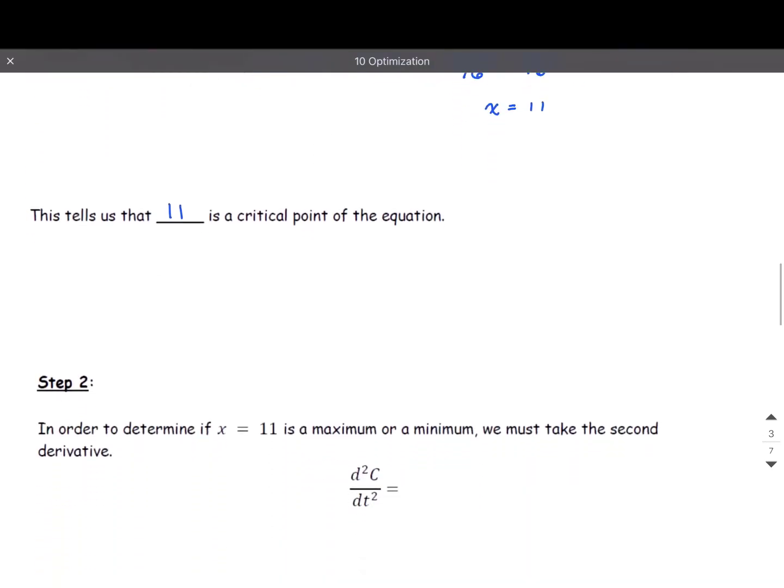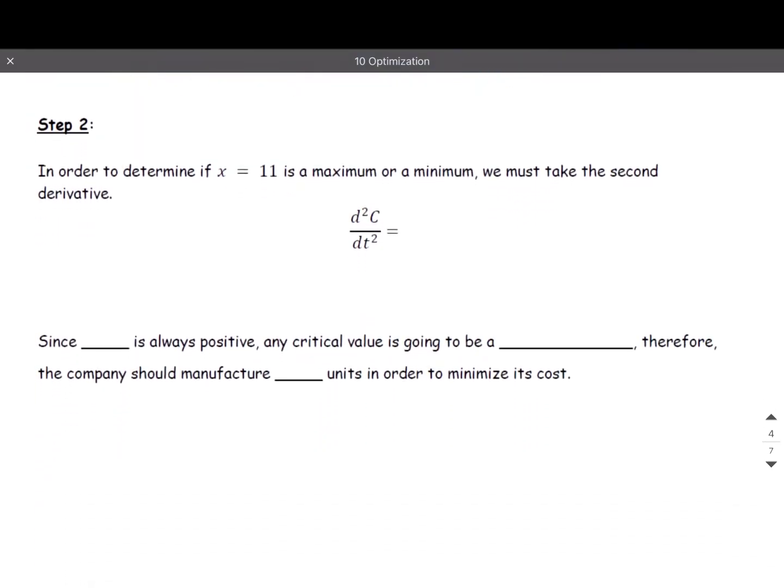So step 2, we're going to use the second derivative test. In order to determine if x equals 11 is a maximum or minimum, we're going to take the second derivative. Remember, our first derivative we just said was 16x minus 176. That means our second derivative, the derivative of 16x is 16, and the derivative of 176 is 0. Our second derivative is 16. That is always positive. Right?